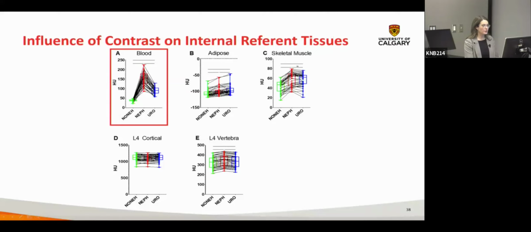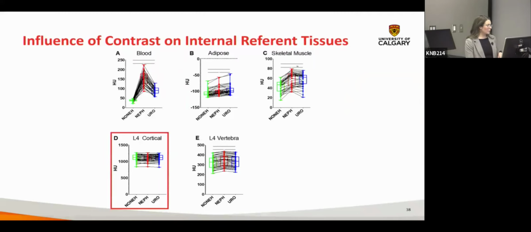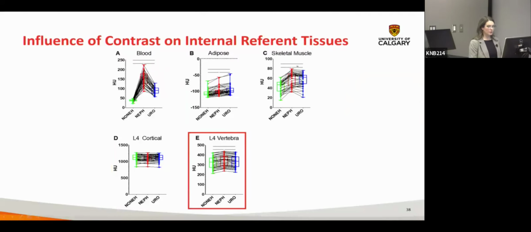In terms of the adipose tissue and skeletal muscle, they both had increased Hounsfield variance following the contrast enhanced injection, but to a lesser degree. And then for the cortical bone, just looking at the cortical shell, we actually didn't really see any change with the contrast enhancement, which is good to know, since again, it's on that upper portion of our calibration curve. However, when we look at the entirety of the L4 vertebral body, we do see a slight increase in the Hounsfield units for the vertebral body.